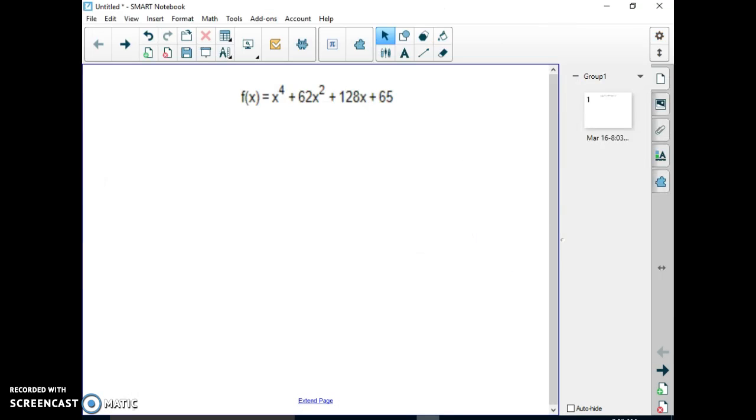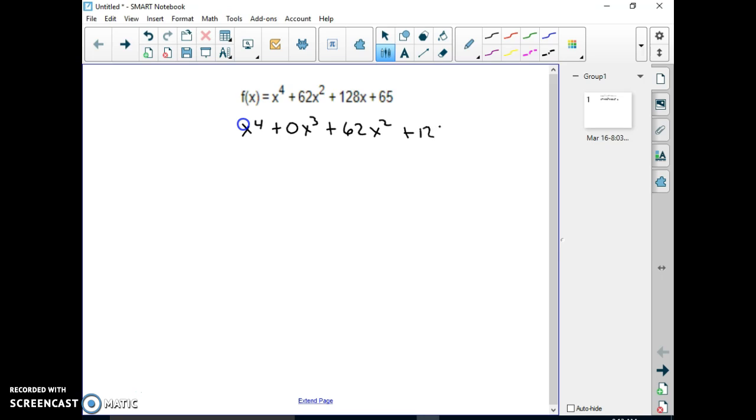So we go back, and we're going to use synthetic division to find the reduced polynomial. This particular function is x^4 plus, I need to fill in a missing term here, plus 0x^3 plus 62x^2 plus 128x plus 65.